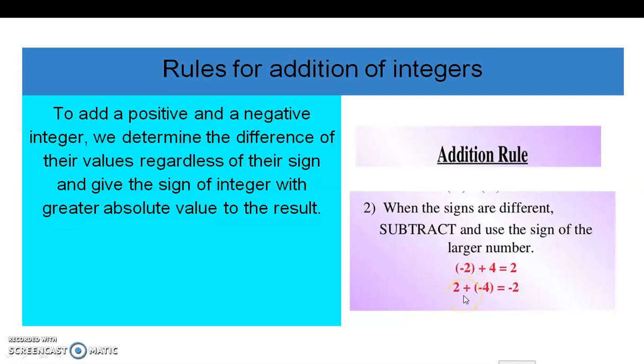We come to another example. 2 plus -4, again this is a positive integer and -4 is a negative integer. So since they are opposite signs, we will subtract. 4 minus 2 is 2. Now out of 2 and 4, 4 is the greater number which carries a minus sign. So our answer will be -2.